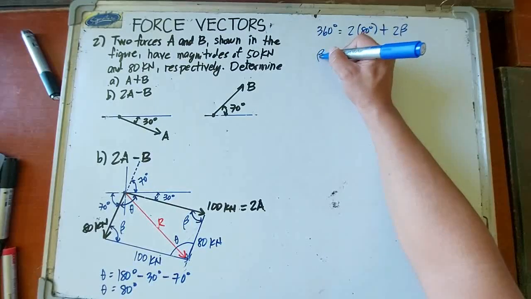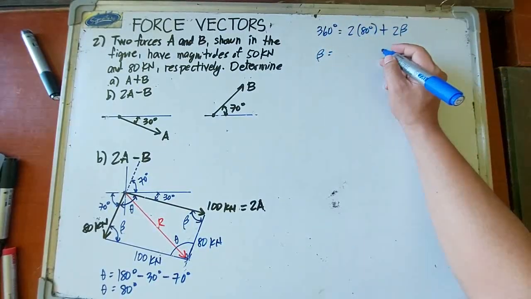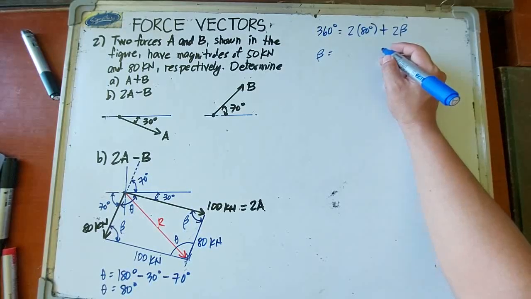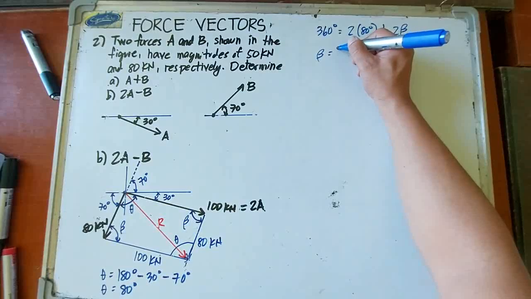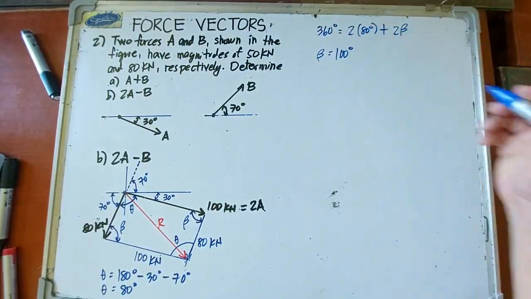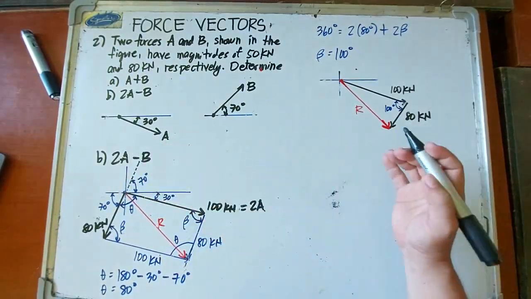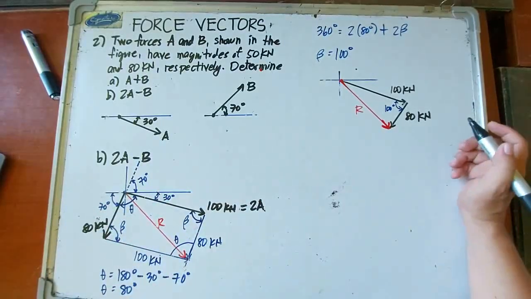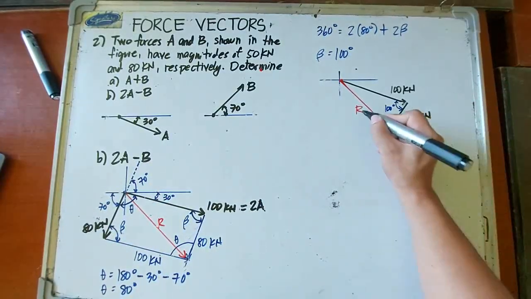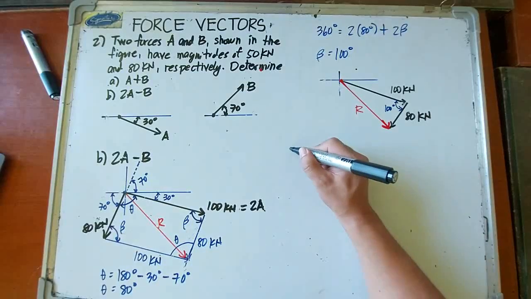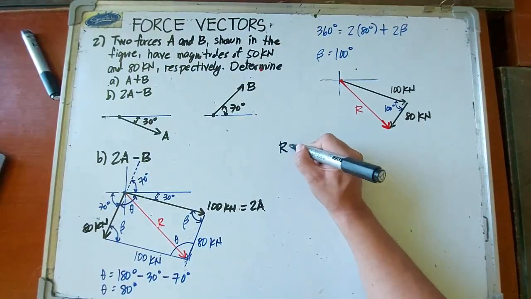So beta is equal to, ano yung angle beta natin? Is it 100 degrees. Okay, so let's isolate natin yung right na triangle, similar triangle. And then solve for the resultant force using, again, cosine law.